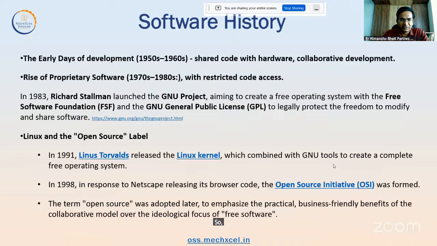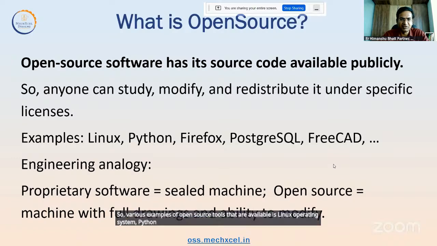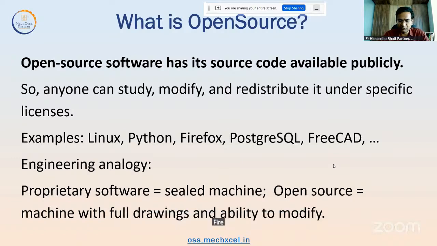But open source means its source code is available publicly, so that anyone can study, modify, and redistribute it under specific licenses. Various examples of open source tools are the Linux operating system, the Python coding language, the Firefox browser, the PostgreSQL database, and FreeCAD software, on which we had done our earlier webinar. So all these are open source tools available.